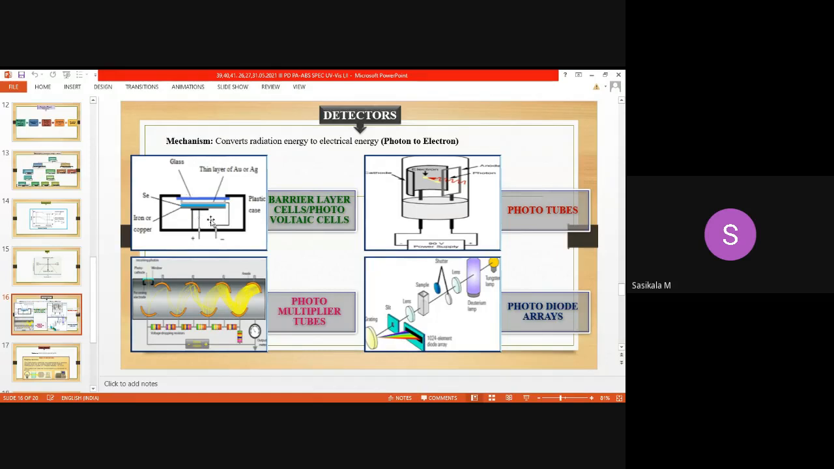Before passing the sample radiation to the detector, the current passing through the circuit is direct current. When the radiation from the sample is passed to the detector, it receives an extra signal, so it becomes alternating current, and that current is recorded in the recorder as a spectrum. That will be equal to the concentration of the sample present in the sample cell.